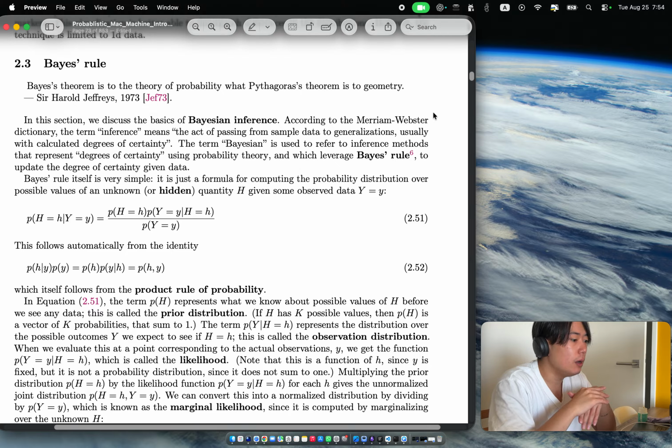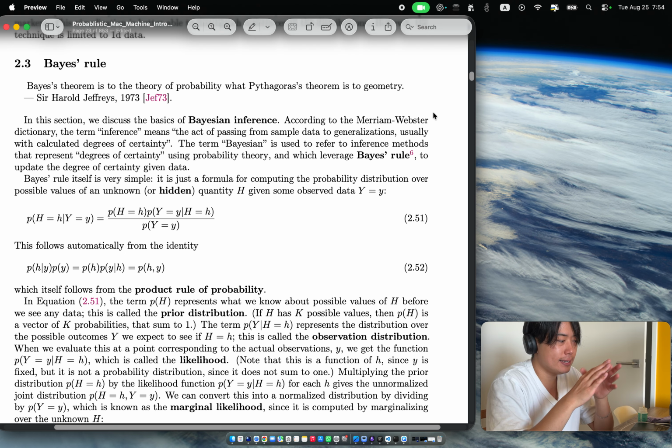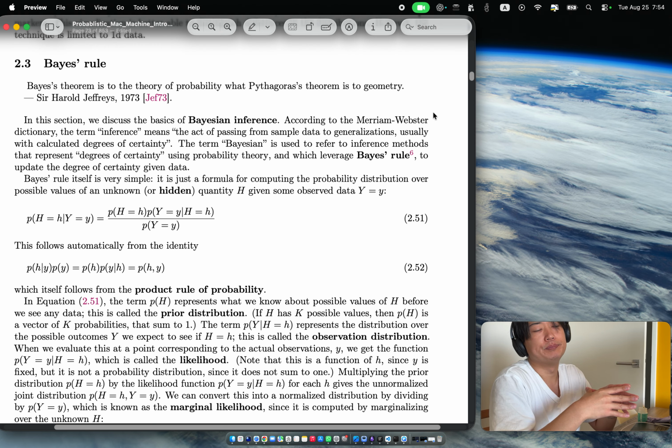Let's dive into it. Bayes' rule itself is very simple, just a formula to compute the probability distribution over possible values of an unknown hidden quantity H given some observed data Y equals y. Before jumping into this hidden state, I want to explain a bit about the background of how this hidden state comes about. In statistics, or from a scientific perspective, the world is, all right, let me put it this way.